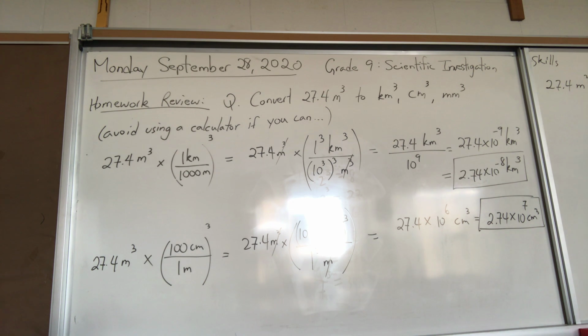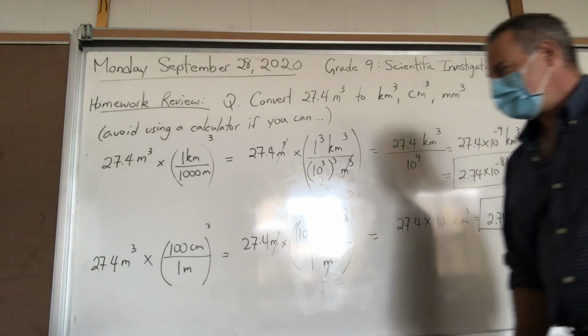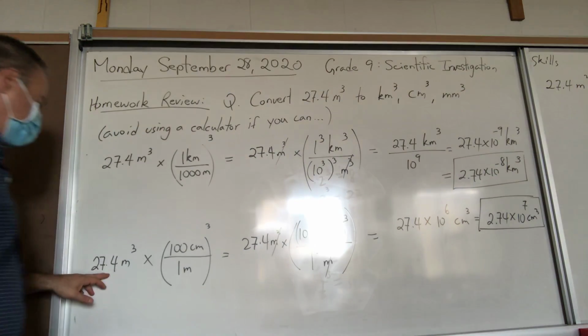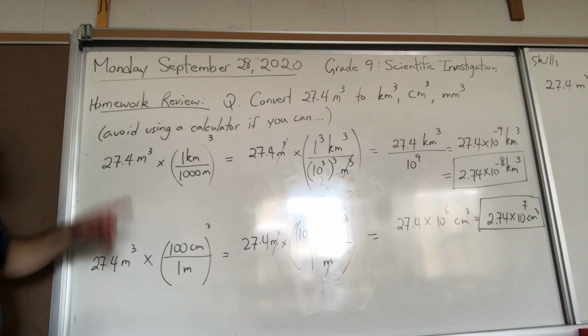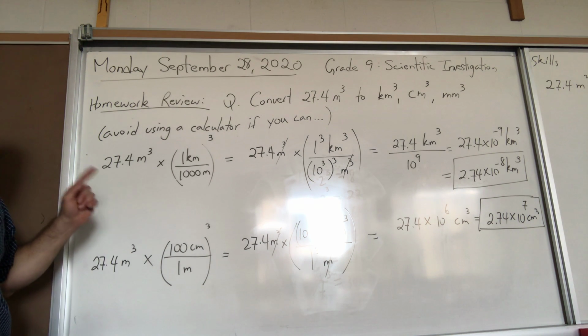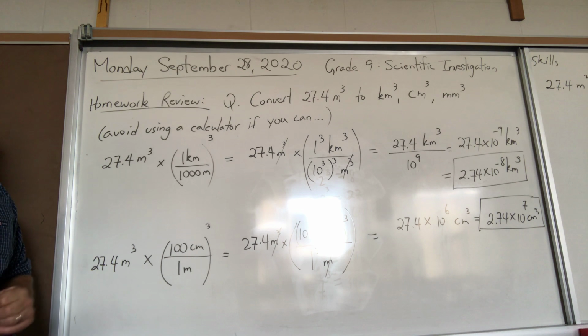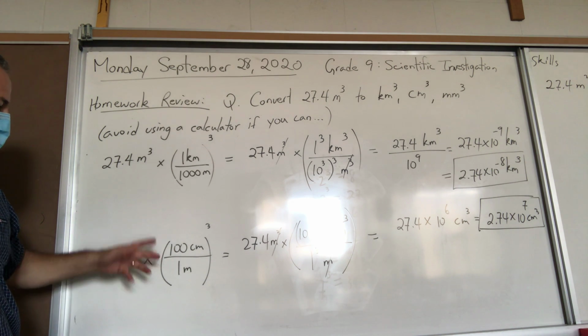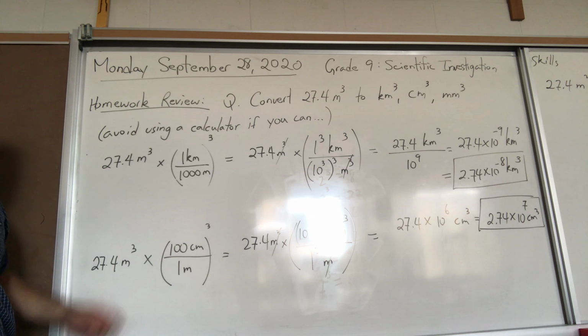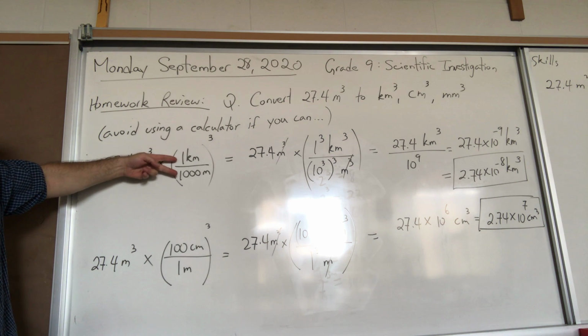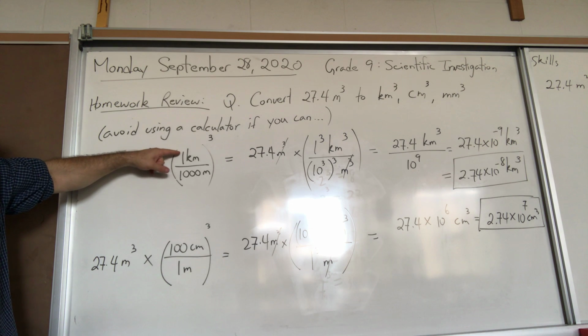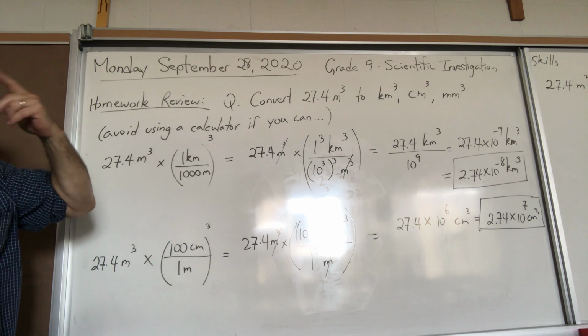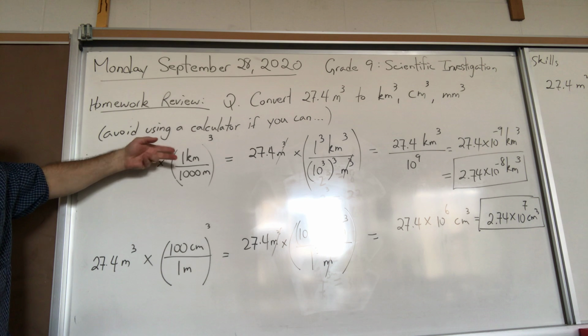Let's do number 2, and we'll see how that works. So in the second question, you're asked to convert 27.4 meters cubed into centimeters cubed. The conversion factor for meters to centimeters is 100. There's 100 centimeters in a meter. Also, you have to decide which one you're going to put on top. How do you decide which one you put on top? What's the criterion? Because I could have put this upside down. I could have put kilometers on the bottom, meters on the top, but it would have given me the wrong answer. What is the criterion that helps you choose which way to put it?